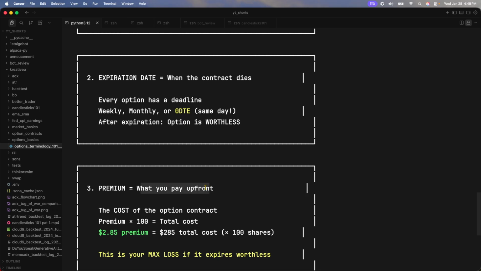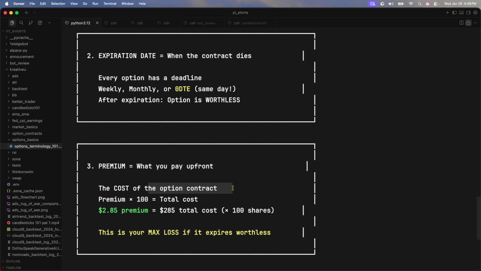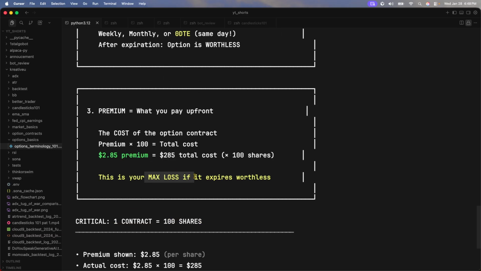Premium is what you pay up front. So this is the cost for the option. The premium is going to be premium times 100, because there are 100 shares in one option. That's going to equal your total cost. So 2.85 equals a premium of $285, right? This is your max loss if the option goes worthless.